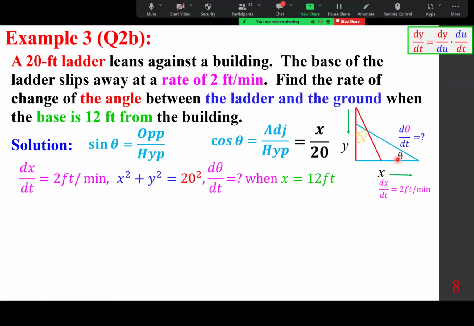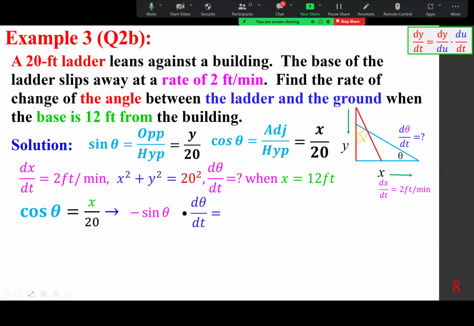You have both of them. Although we have the value of y from the previous calculation, you always use the known data. So we are relating x and cosine theta, which will result in d theta dt. So we are going to look at this one. We're going to differentiate that. And to differentiate that, cosine gives you negative sine theta d theta dt. So negative sine d theta dt.